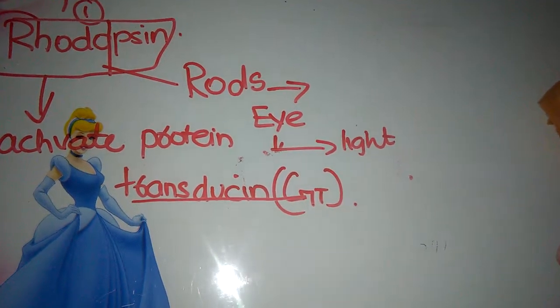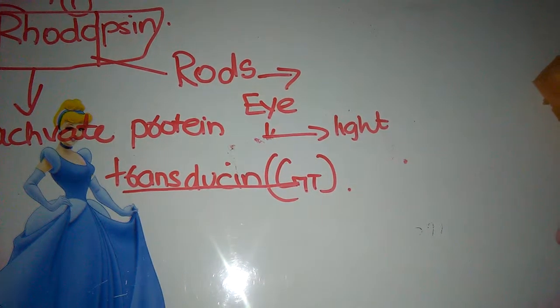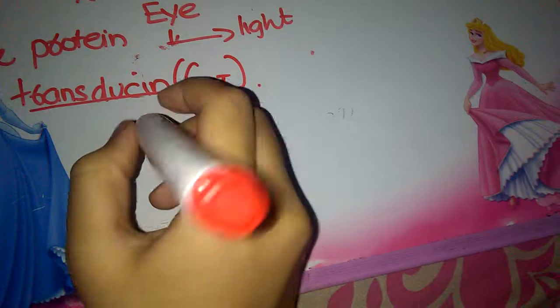For now, moving on, we'll learn about the type of ligands. This is a type of protein. When the GTP pathway is activated, the GTP binds to the ligand.